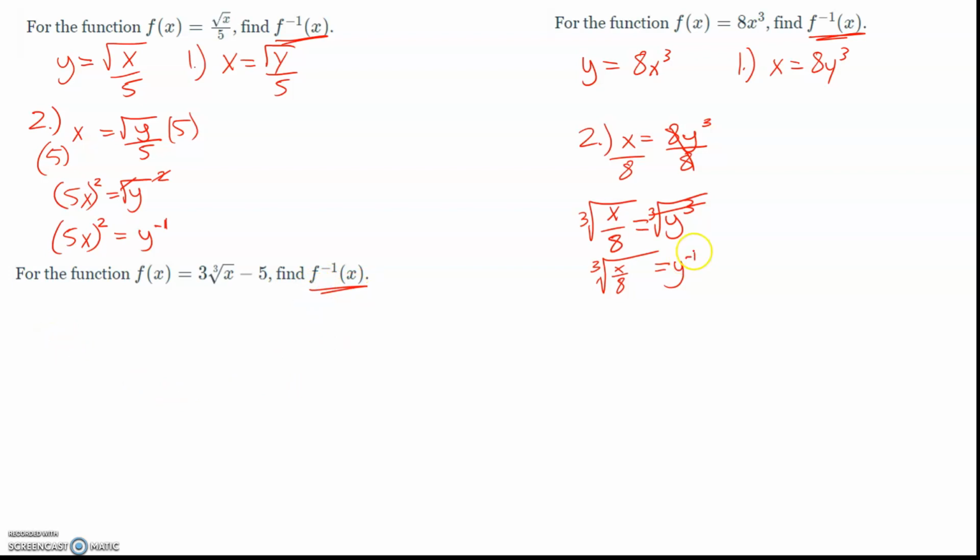Oh, I didn't put my inverse on here when I was done. Lily, if you were in class, you could catch some candy for that.